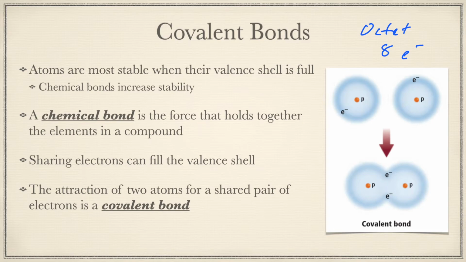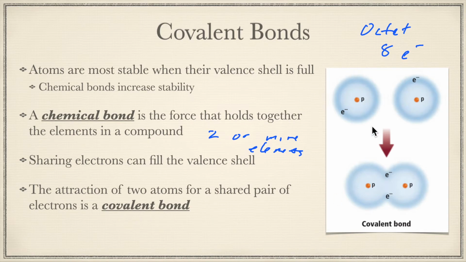And remember, a compound is 2 or more elements, held together by chemical bonds. Now, sharing electrons can fill the valence shell. So if we share electrons, we get covalent bonds. The attraction of 2 atoms for a shared pair of electrons is a covalent bond.